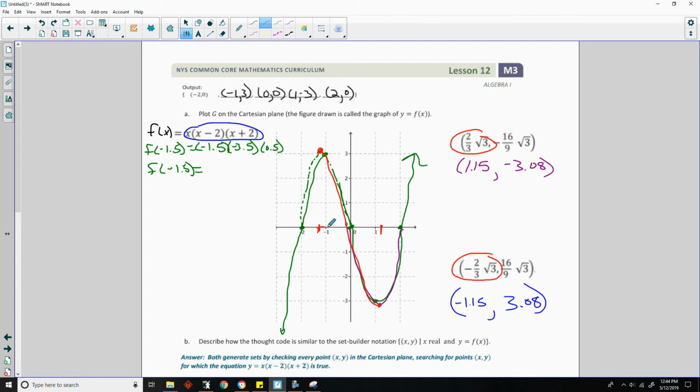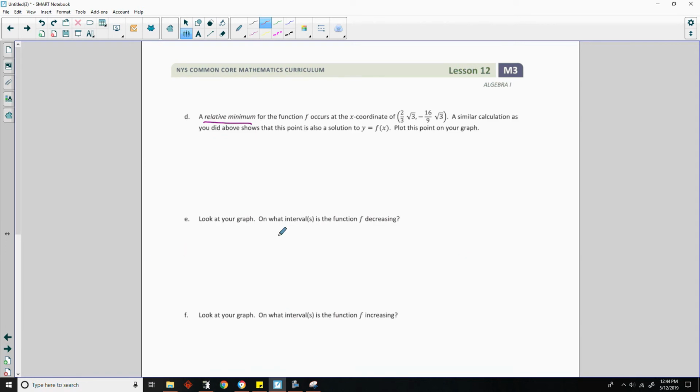So if we're going this way on the x-axis, the function is moving down as we move to the right on the x-axis. So it's decreasing from negative 2/3 root 3 to 2/3 root 3. Okay, and since that's a maximum point, we don't use a bracket like this because it's not decreasing at that maximum point. That's where it turned. It's not increasing nor decreasing there. It's kind of stopping and turning and going the other direction. So we use parentheses, not brackets, just to be clear on that.